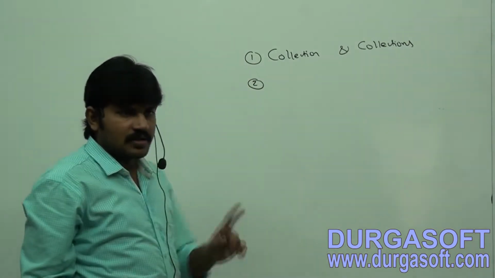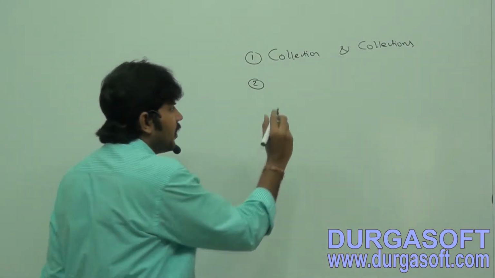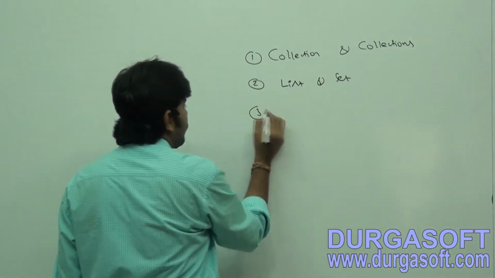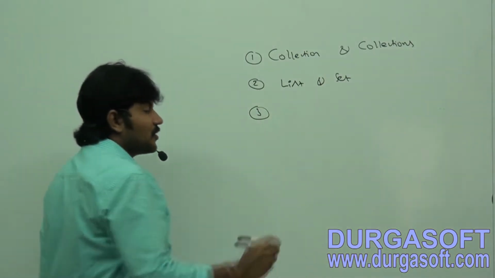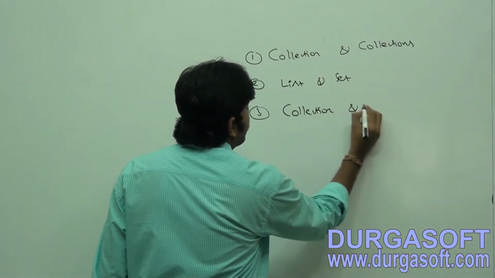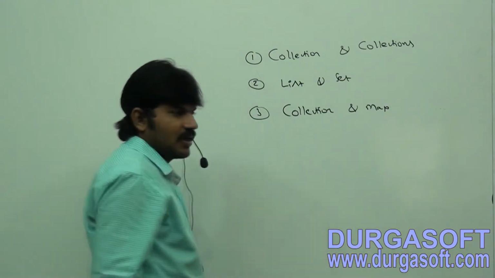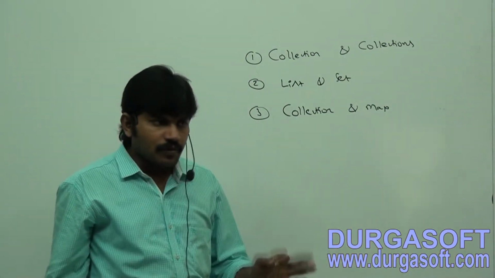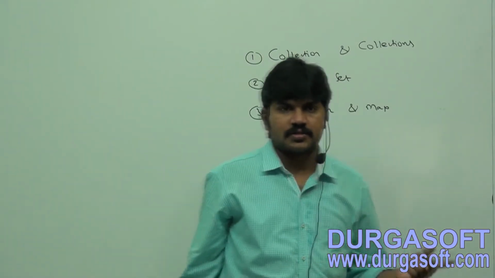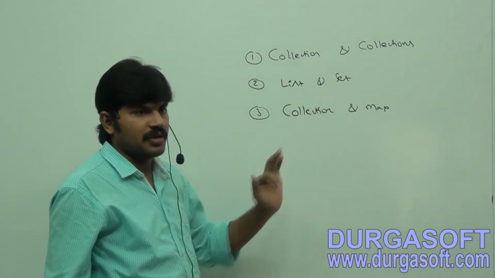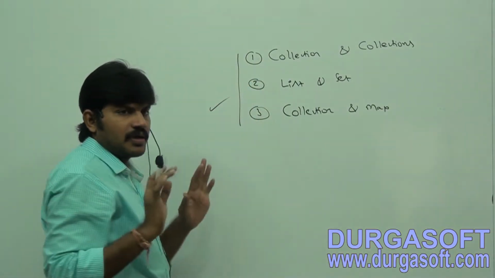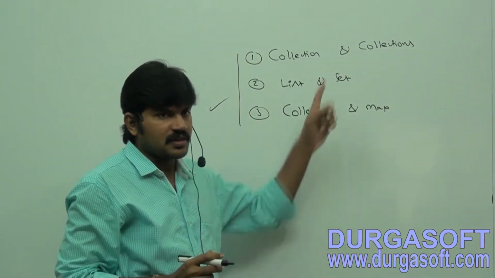What is the difference between list and set? What is the difference between collection and map? Because both are different concepts. Collection is a group of individual objects. Map is a group of key value pairs. That's the difference between collection and map. There are still some more things, but up to an answerable level, these are the three things we covered.